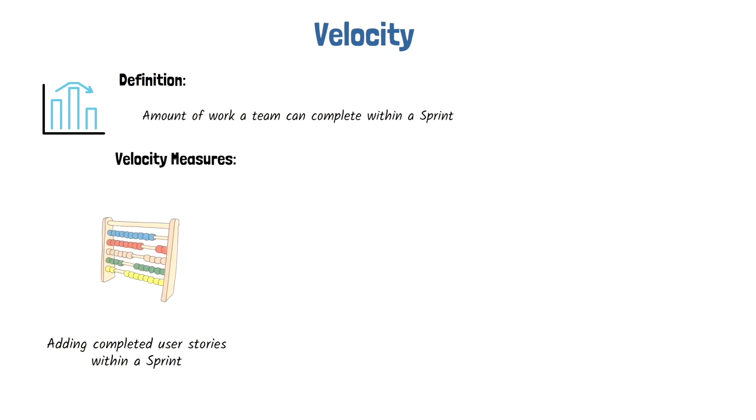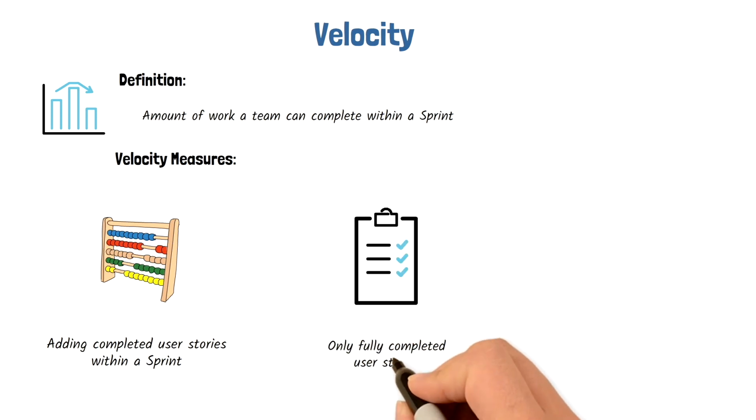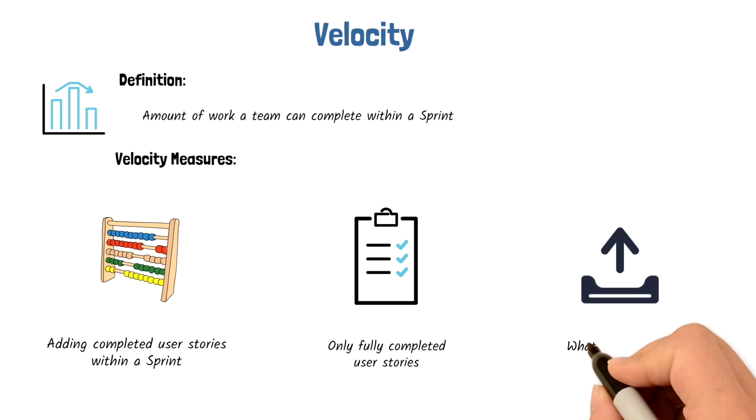A user story is either done or not done. The business or product owner only receives value when a user story is fully complete. This is why velocity does not include the sizes or numbers of partially completed user stories. Velocity measures what was delivered and not the value of what was delivered.